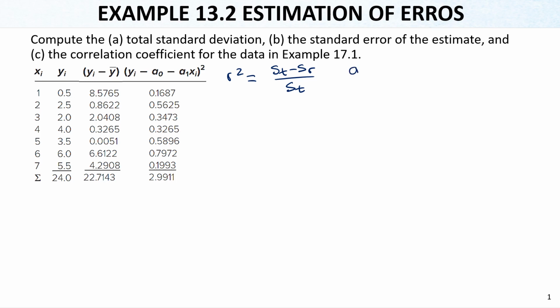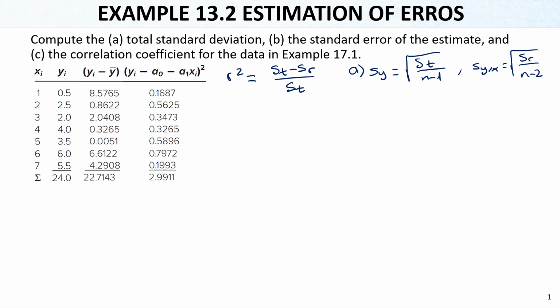Let's say A. And standard deviation is the square root of St divided by n minus 1. Also we will have Sy/x. After regression, we will have the square root of Sr divided by n minus 2. Let's calculate these two.